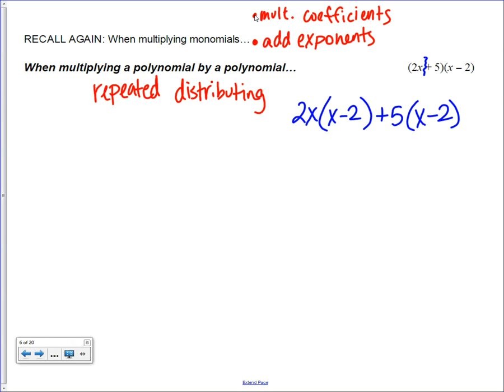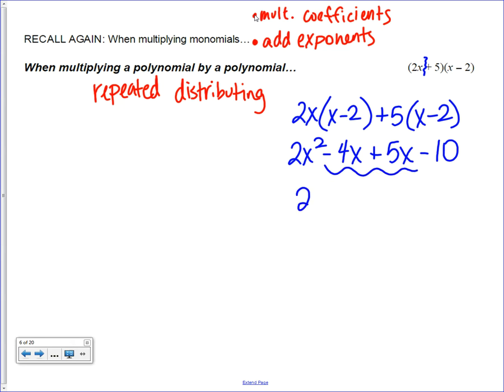What is 2x times x? What is 2x times negative 2? X, right? How about 5 times x? And 5 times negative 2. All right. Now, does anything go together?